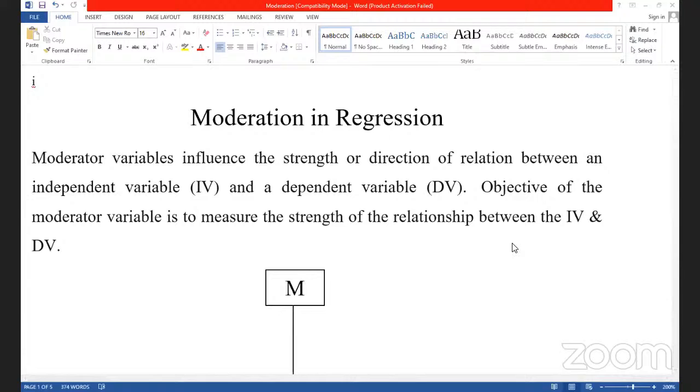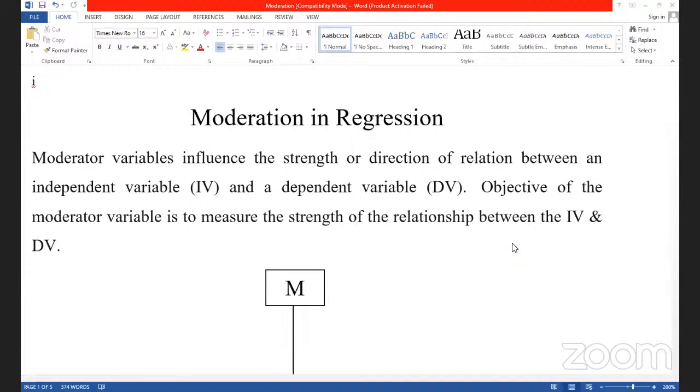So there are two terms: one is moderation and another is mediation. So we should understand the difference between moderation and mediation. Moderator variables influence the strength or direction of the relationship between an independent and dependent variable.